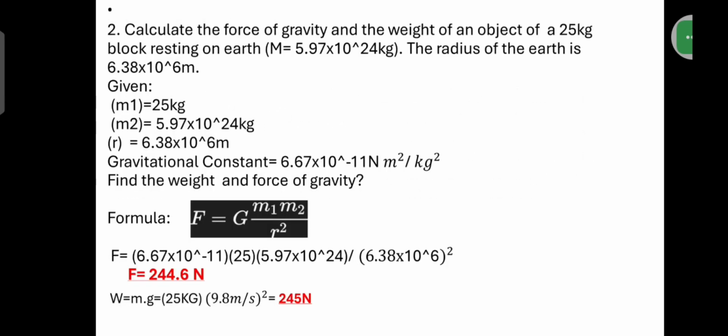Next example: calculate the force of gravity and the weight of a 25-kilogram block resting on Earth.